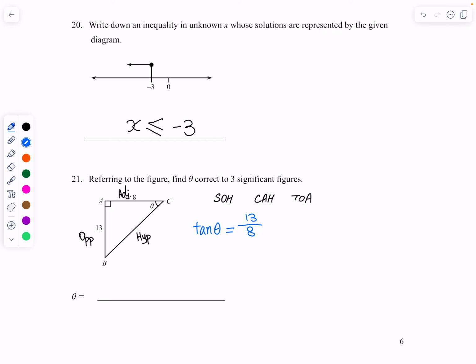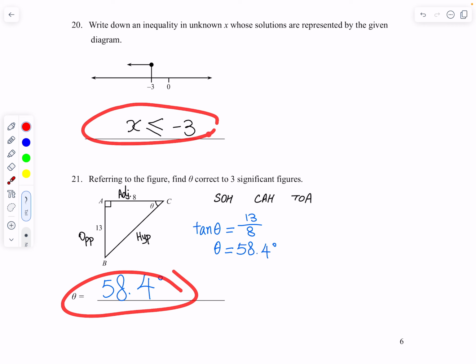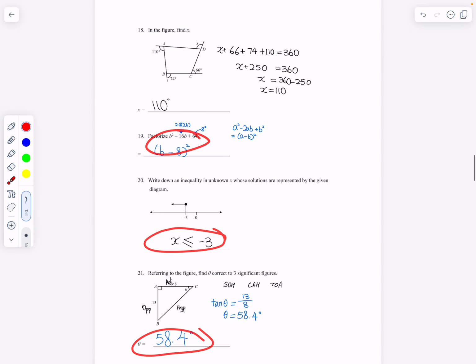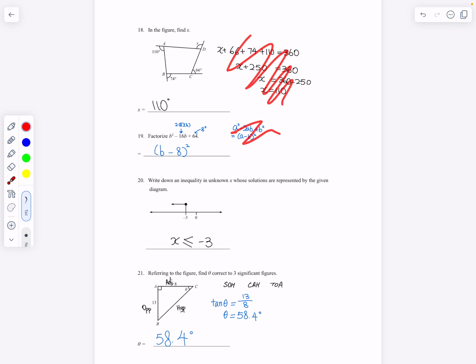You should be able to get theta as 58.4 degrees. Because lines पे just write the final answer. So line पे सिर्फ answer लिखते हैं. No need the steps. Steps side में लिखने हैं. सबके steps side में लिखने हैं.